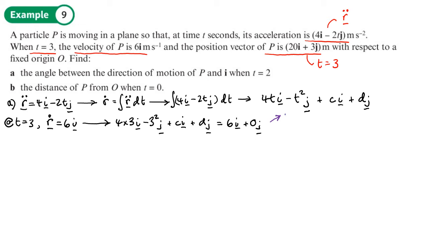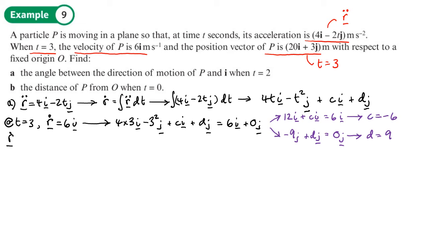So I've got 12i on the left plus ci equals 6i. Okay, so that tells me that c is -6. And then if I compare the j parts, I've got negative 9j plus dj equals 0j. So that means that d is 9.